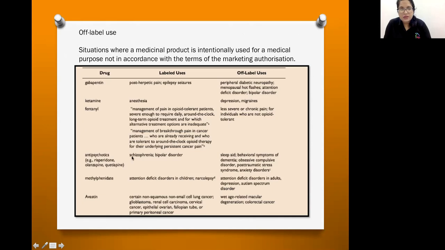Antipsychotics are used for schizophrenia and bipolar disorder, and off-label they are used as a sleep aid, for behavioral symptoms of dementia, obsessive compulsive disorders, post-traumatic stress syndrome, and anxiety. Methylphenidate is for attention deficit disorder in children; off-label in adults it is used for depression and autism spectrum disorder. Avastin is for non-squamous non-small cell cancer, and it was used off-label for wet age-related macular degeneration and colorectal cancer.